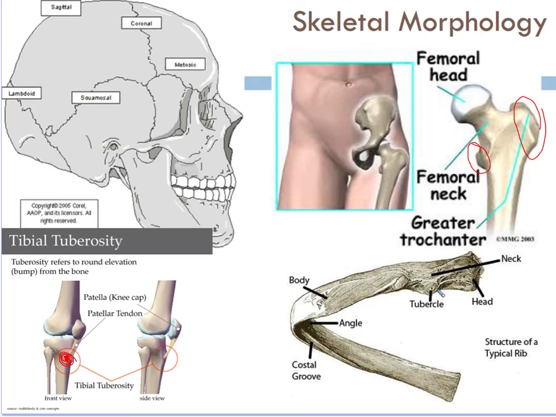And then your tubercle is a little bump on, such as your rib. You also have a tubercle on your humerus. But this is a little projection which allows, again, for attachment site for tendons and ligaments.